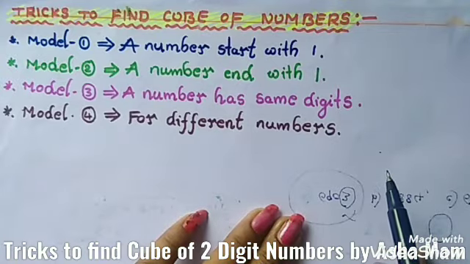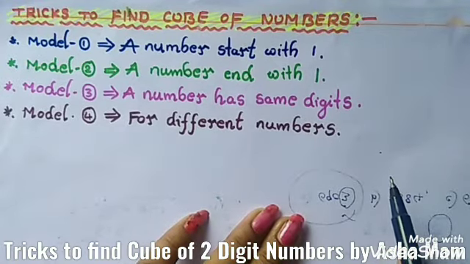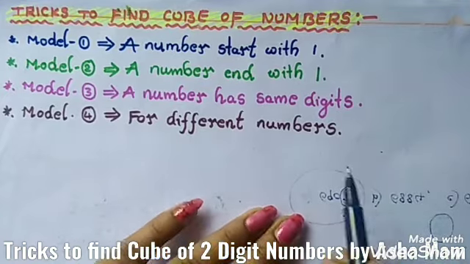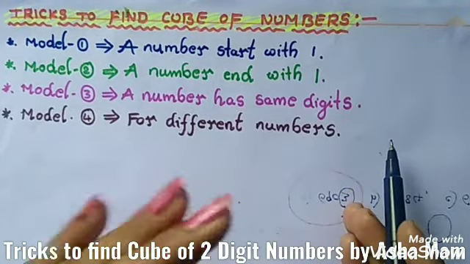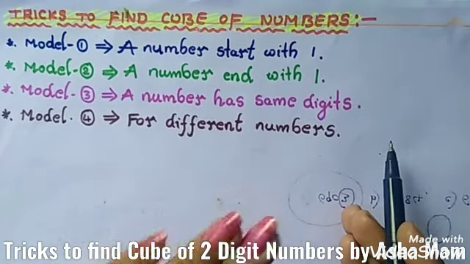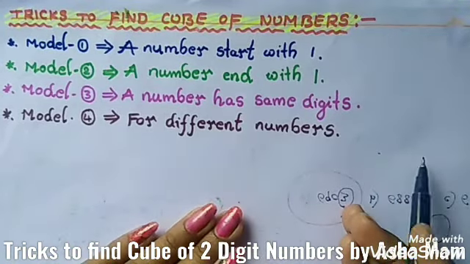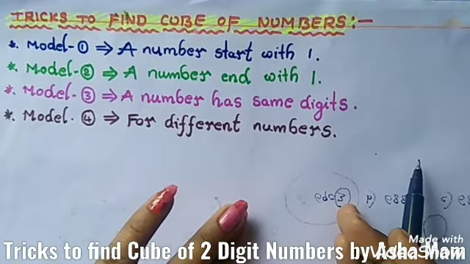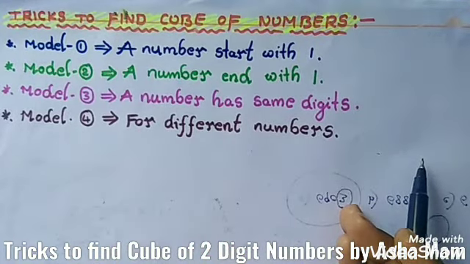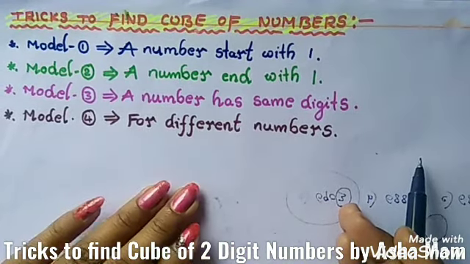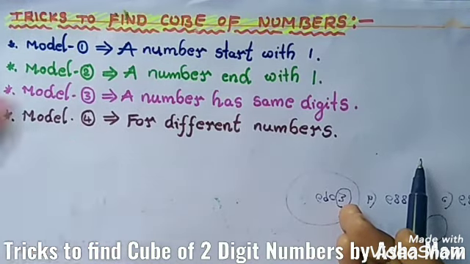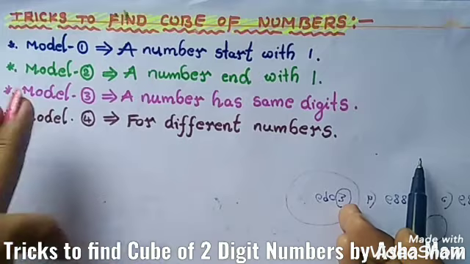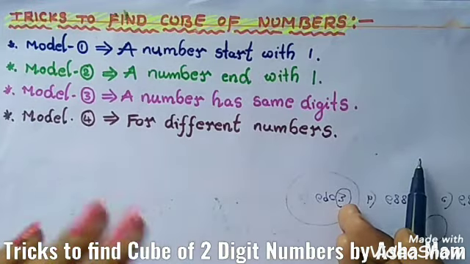Now students, in this session today we are going to learn some tricks to find the cube of numbers. Here I am going to explain the cube of 2-digit numbers. How can we find the cube of those 2-digit numbers? Here, students, there are 4 rules we have to follow. That means 4 models. In one model there are again separate rules.